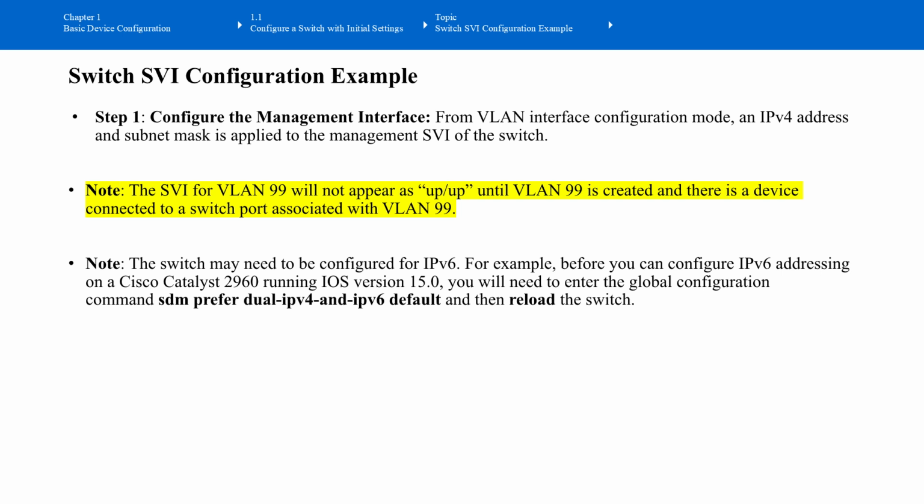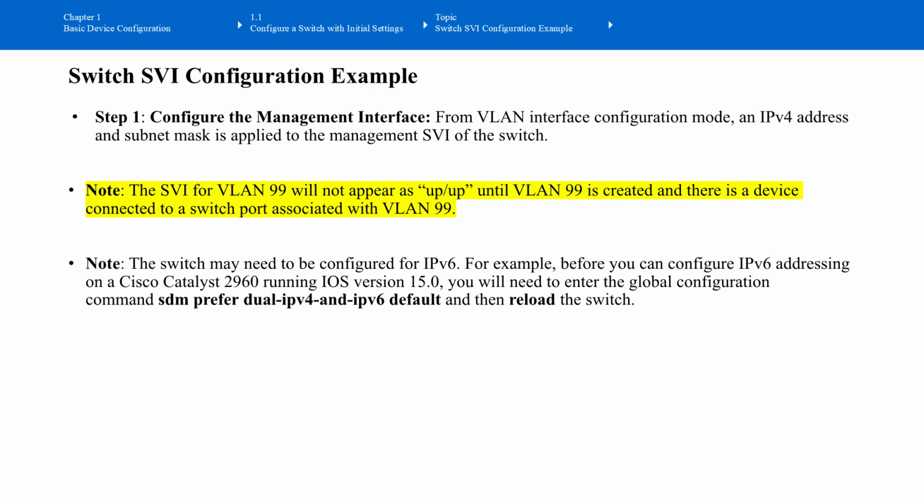Step 1, configure the management interface. From VLAN interface configuration mode, an IPv4 address and its subnet mask should be applied to the management SVI of the switch. Note, the SVI for VLAN 99 will not appear as up until VLAN 99 is created and there is a device connected to the switch port associated with VLAN 99.